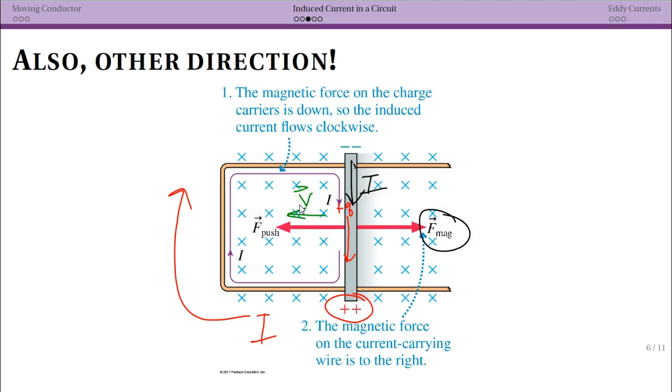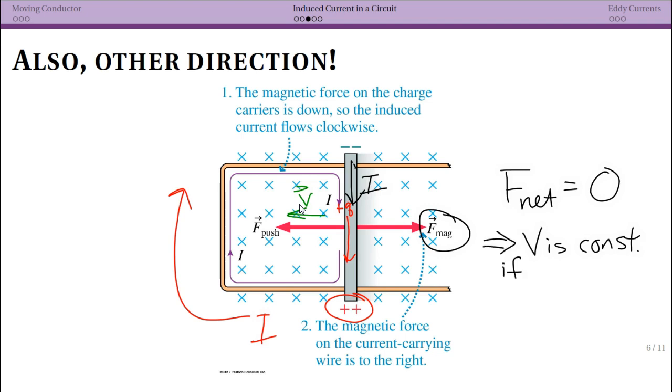So whether you are sliding the bar out or in, in both cases you have a magnetic force that is going to oppose that motion due to the current that's induced. Again, we can just say that F net equals 0, meaning that V is constant, and that's usually the starting assumption we use. If V is constant, then F net is 0, then F push, however you're actually making this move, is equal to the magnetic force in magnitude.